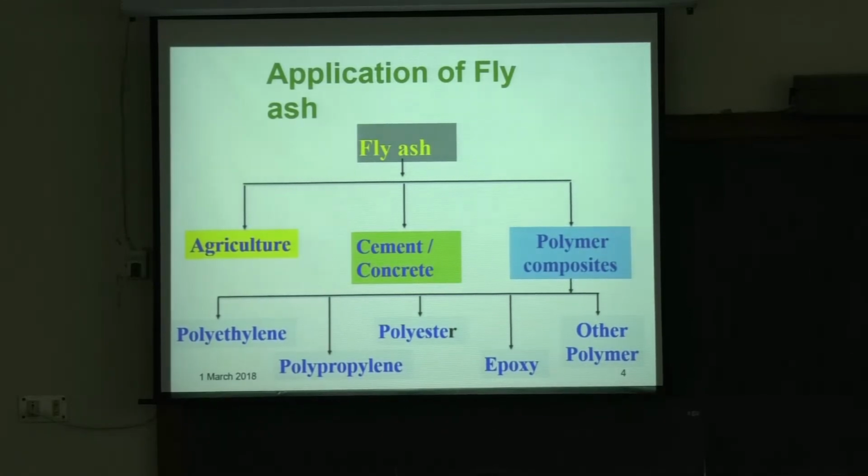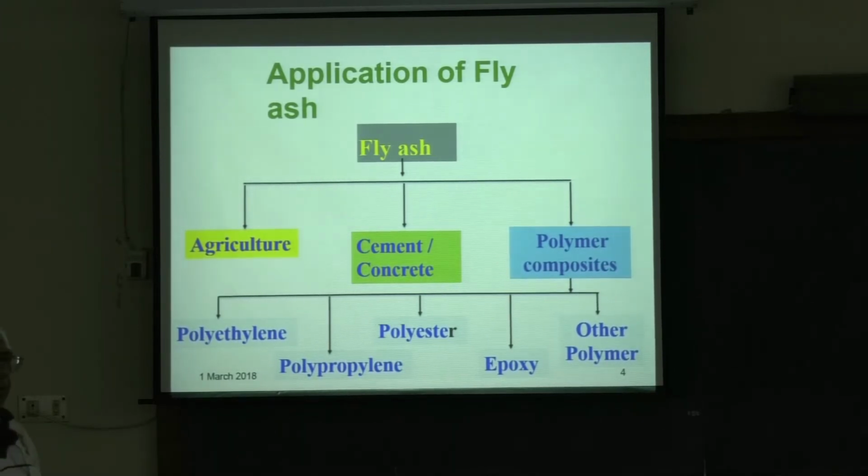That will be part of another lecture later. And then polypropylene we have shown. Polyester we have not done work on, but other people have. And epoxy we'll show later. And also you can use fly ash in other polymers to get different types of properties.